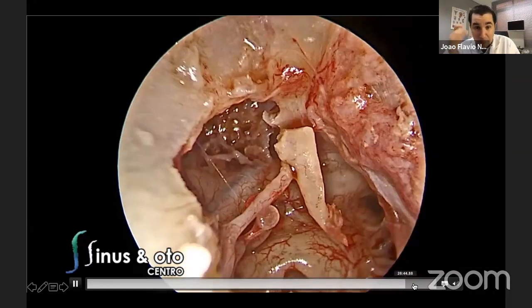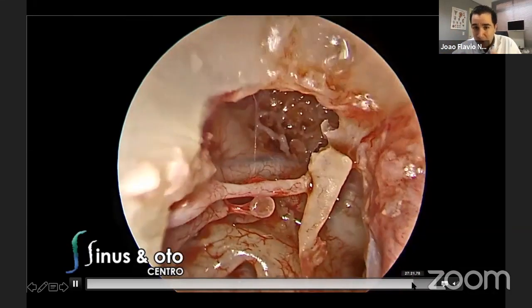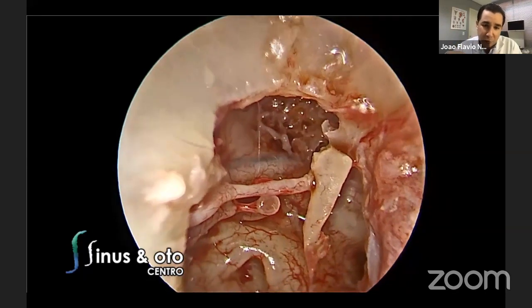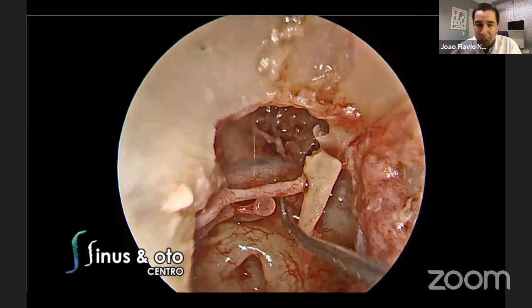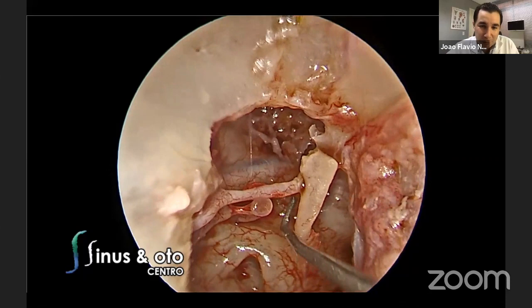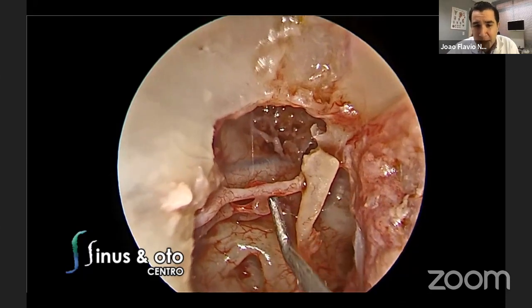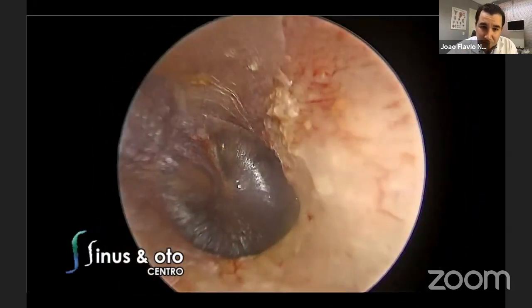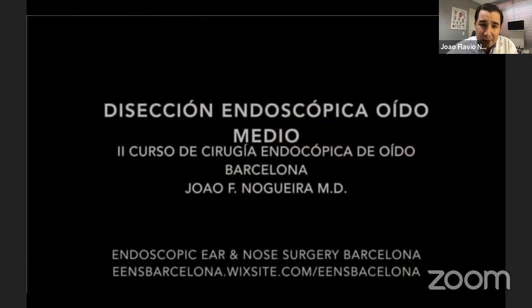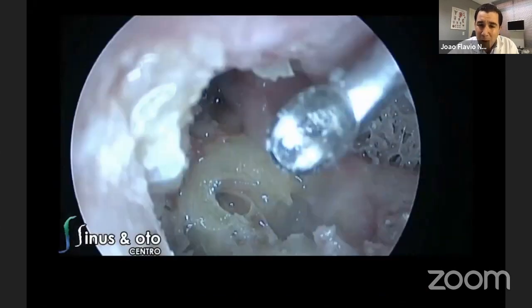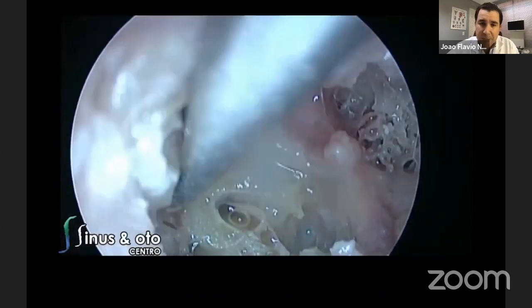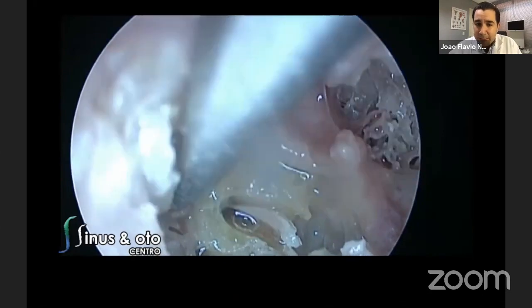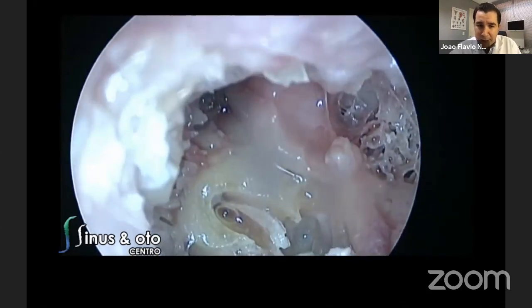But now we are going beyond because we already saw this anatomy last week. We removed the incus, and as you can see, only removing the incus, you can have a lot of space for ventilation and to work inside the mastoid antrum. But this is very nice because it's an anatomical demonstration. This is a left ear, and I did this dissection in Chile. It was a very nice dissection.